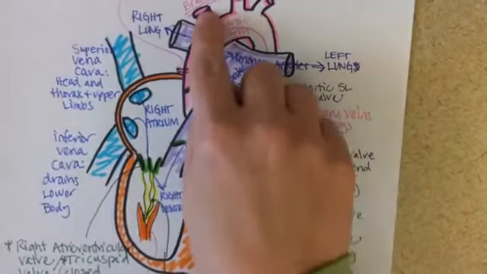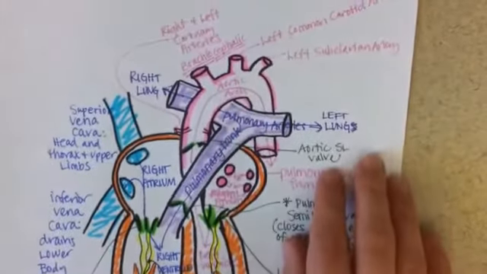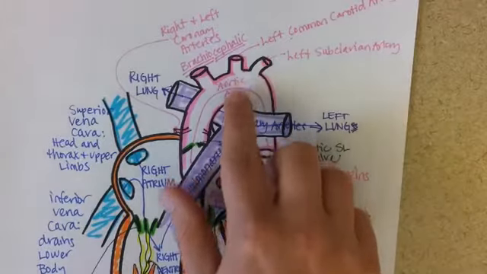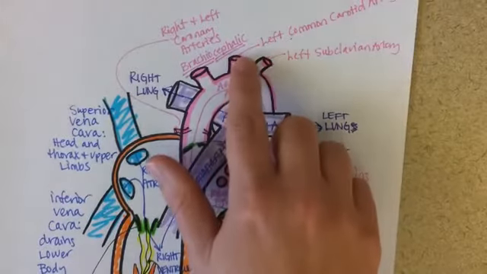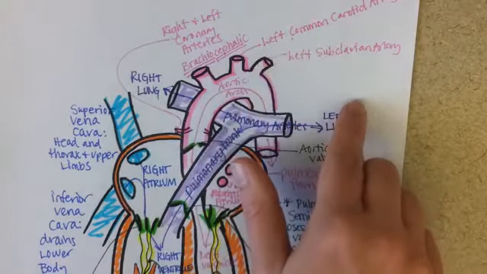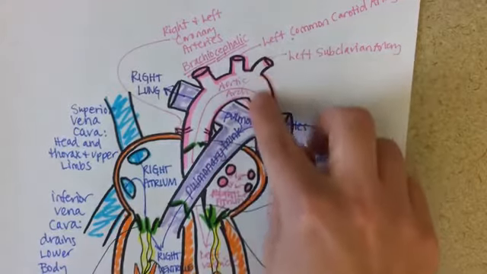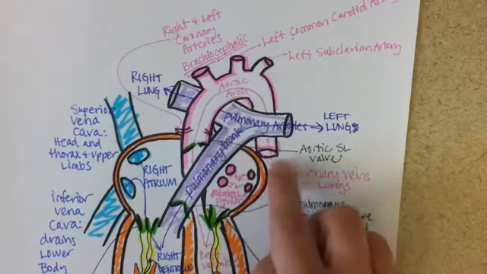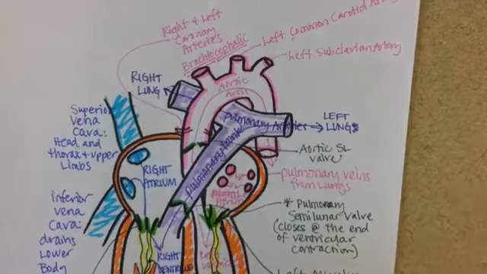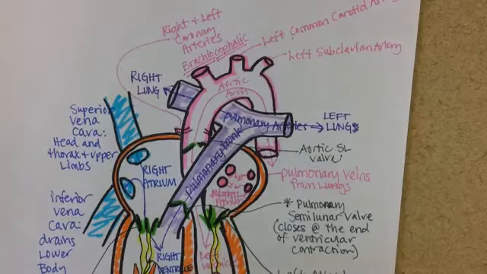The next branch is the brachiocephalic, which sends blood to the right arm and to the right side of the head. The left common carotid sends blood to the left side of the head, and the left subclavian artery sends blood to the left arm. And then as the aorta descends, branches come off that give to other parts of the thorax, and then the abdominal aorta branches to serve all the internal organs and the lower legs.